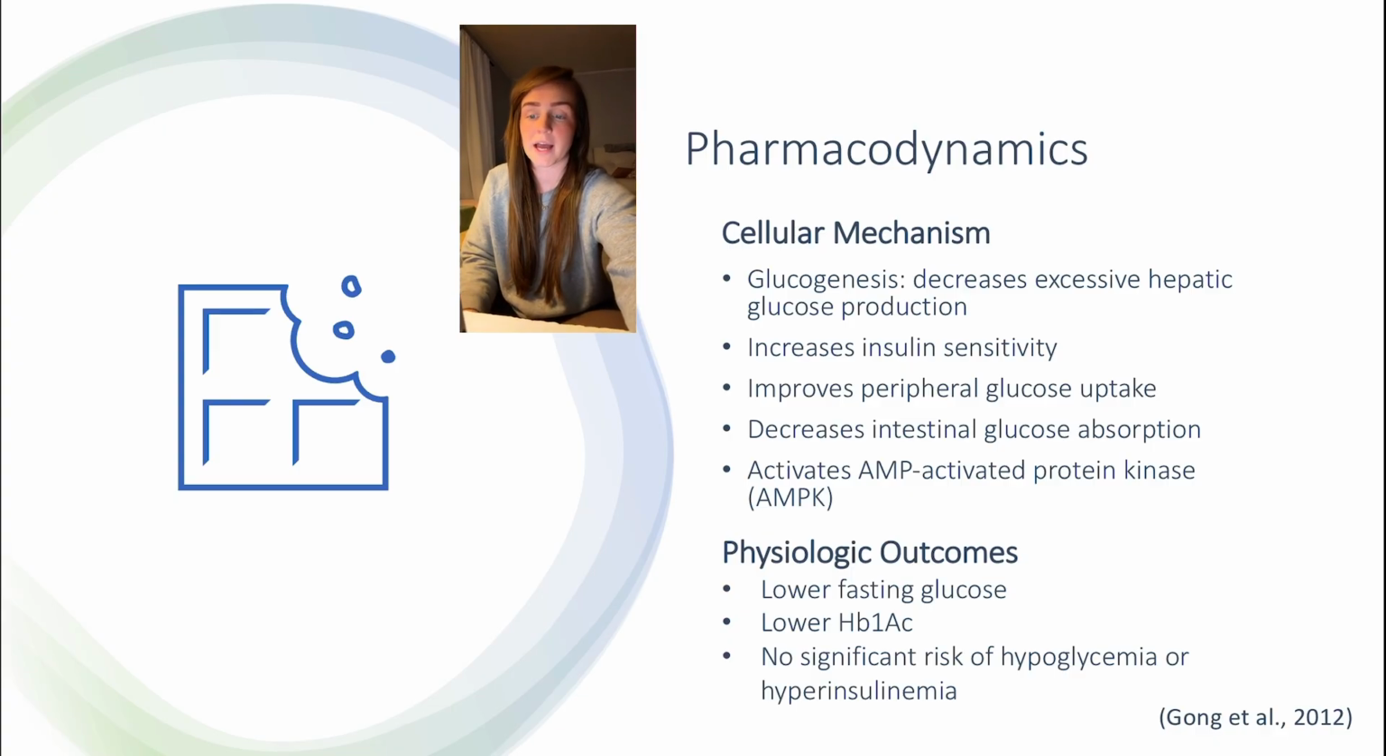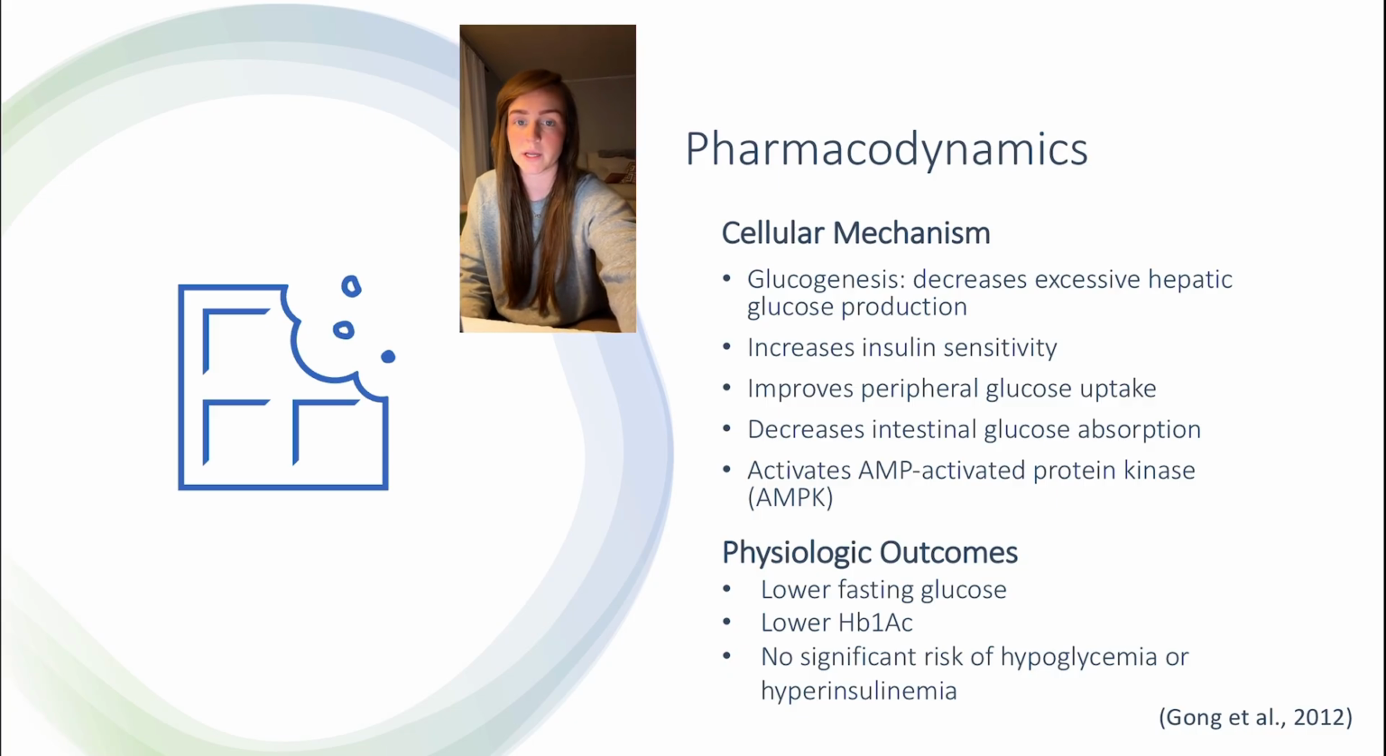It also activates the AMP activated protein kinase, also known as the AMPK. And then the outcomes of these mechanisms, it lowers your fasting glucose, it lowers your HbA1c by almost 1 to 1.5%, and there is no significant risk of hypoglycemia or hyperinsulinemia with this medication.